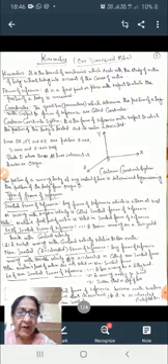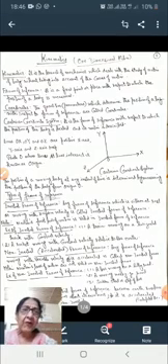Now next is what are the types of frame of reference. Now frame of reference are of two types, inertial frame of reference and non-inertial frame of reference. Now the meaning of inertial frame of reference is that any frame of reference which is either at rest or is moving with uniform velocity. Here, in this case, the Newton's laws of motion are valid for inertial frame of reference.